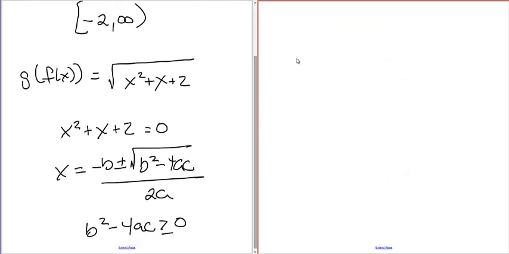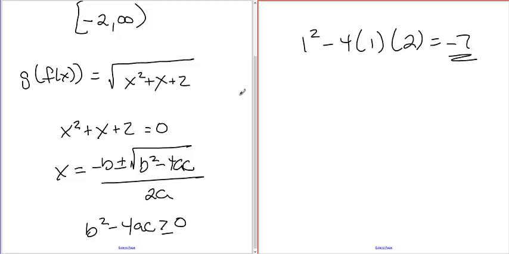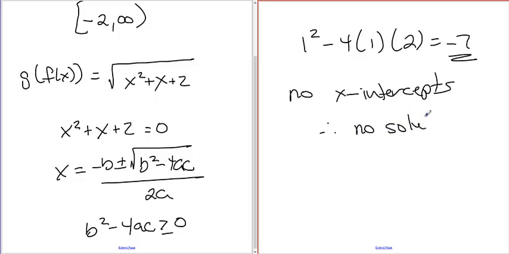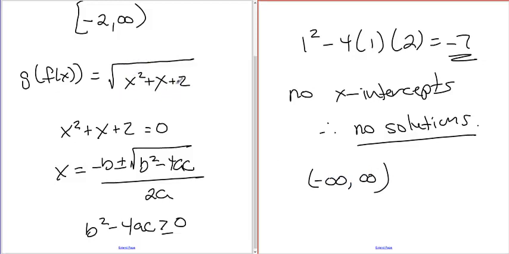So what we would do is plug in the numbers. We've got a is 1, b is 1, and c is 2. So you get b squared minus 4a times c, and we'd get -7. So what that means is there are no x-intercepts. Therefore, no solutions. And because this is positive and this is positive, it would turn out this is always greater than 0. So what that ultimately means here is that the domain of this function is all real numbers. Doesn't matter what value of x I put in there, this argument is going to be positive.